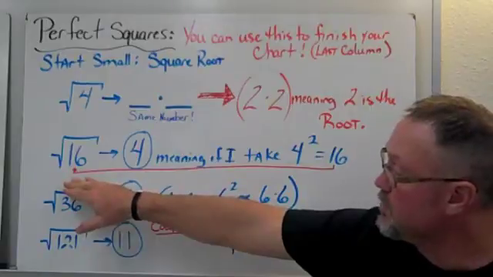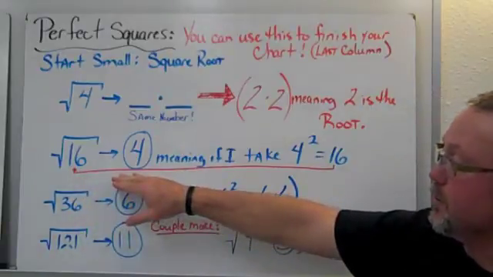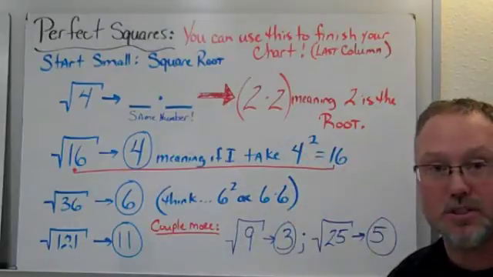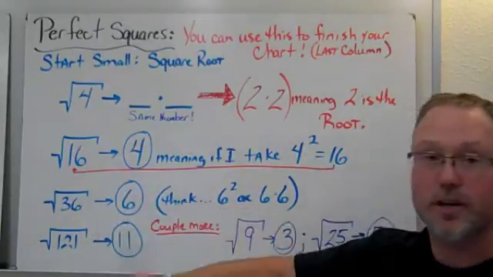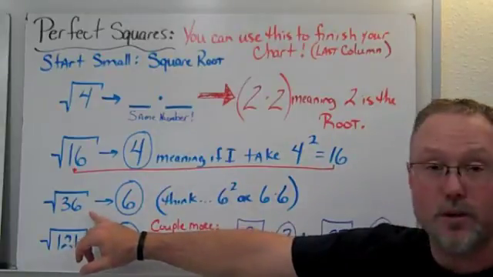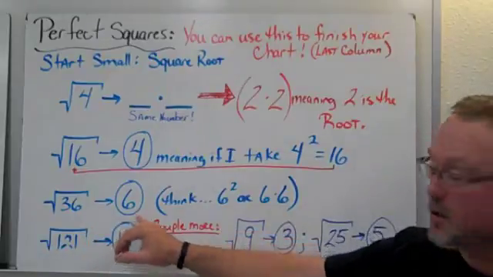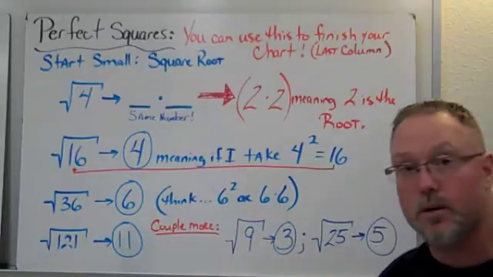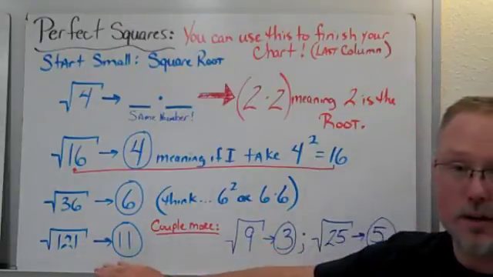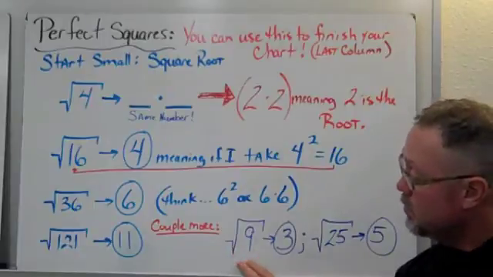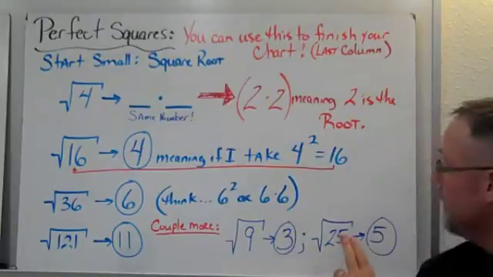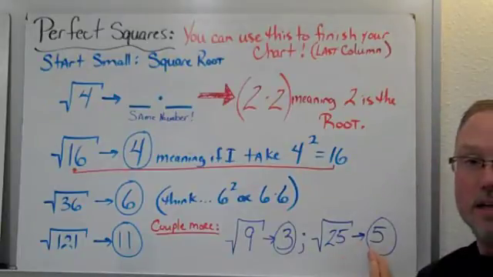So if we look at the square root of 16, our root is going to be 4. Meaning, if I take 4 squared, I'm going to get the number 16, which is what I'm looking for here. So again, there's that circle for this. Square root of 36 would end up being 6. Or you can think of it as 6 squared or 6 times 6. Square root of 121 would give you 11. A couple more. Square root of 9 is going to be 3, so that's the root. And square root of 25, the root of that is 5.